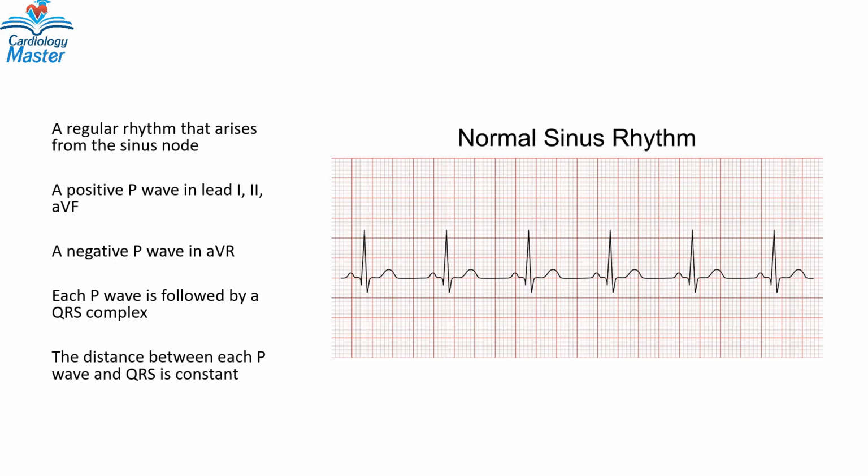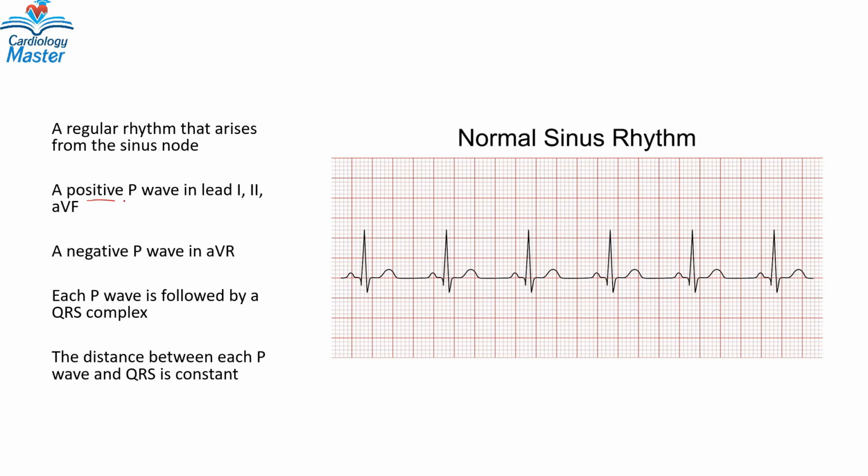I will give you some important notes about the normal sinus rhythm. What do we mean by a normal sinus rhythm? A normal sinus rhythm is when the impulse is generated from the sinoatrial node. This is called a sinus rhythm. So what is the sinus?